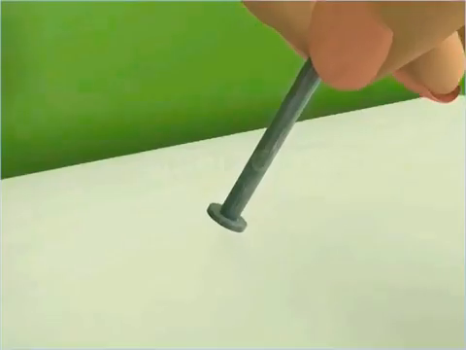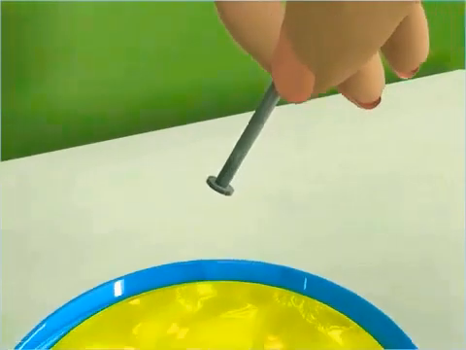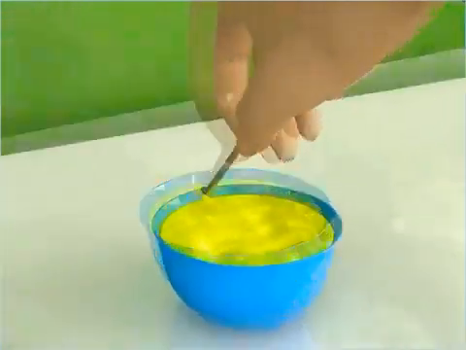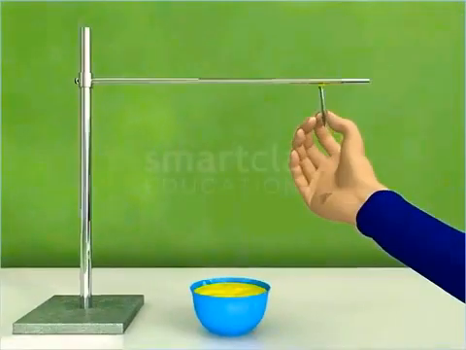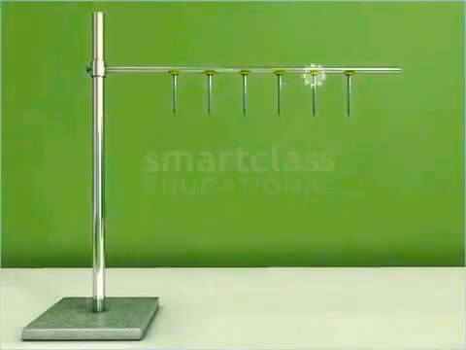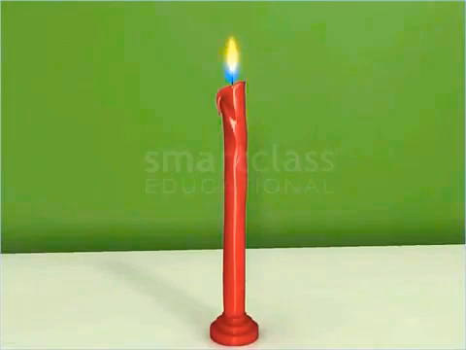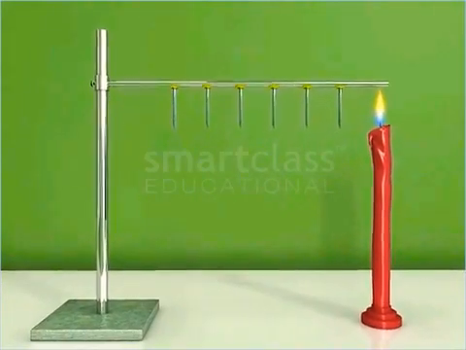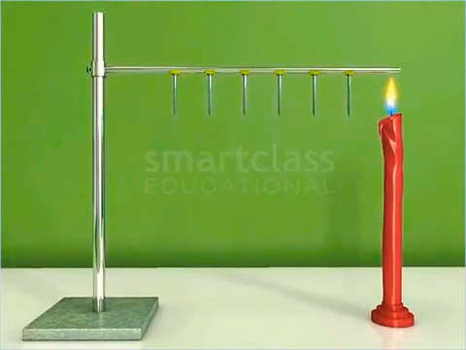Then dip the head of the iron nails in the melted wax and stick them at equal distances on the iron rod. Then light the candle and place it at the other end of the rod. Wait for a while.